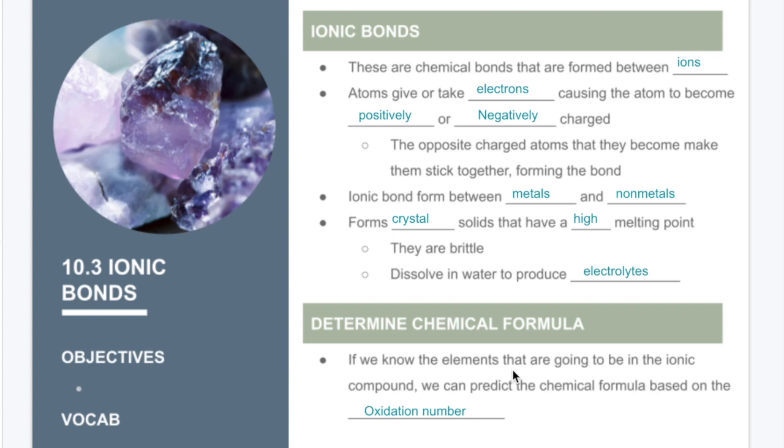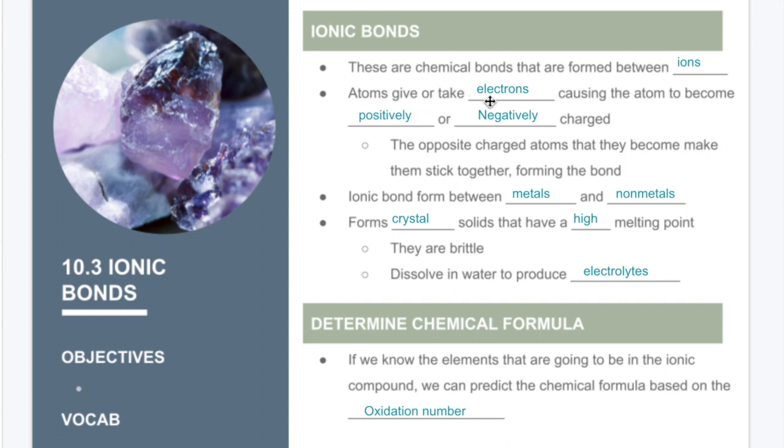These notes are over ionic bonds. So these bonds are chemical bonds that are formed between ions. And so we talked about ions in the last section, how ions are losing or gaining electrons. So atoms in an ionic bond, they actually transfer electrons to the partnering atom.